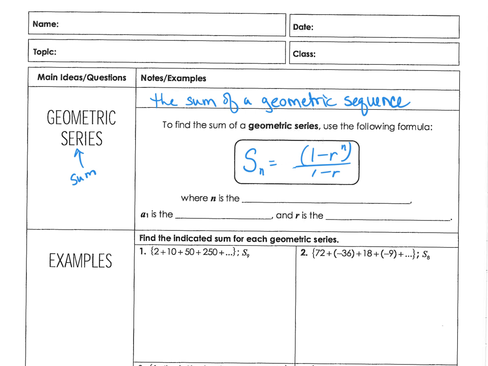I'll be fixing to tell you. N is the number of terms that we're adding. A sub 1 is, of course, the first term. And r is what we call the common ratio. You should remember this from Algebra 1 and Algebra 2. Common ratio, in other words, is your multiplier between terms.